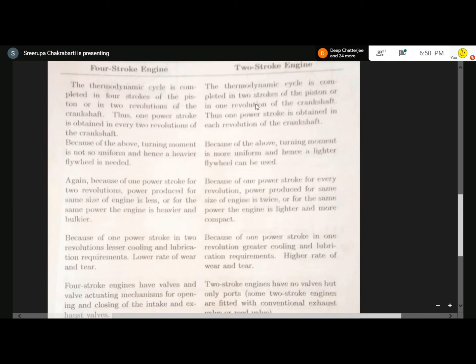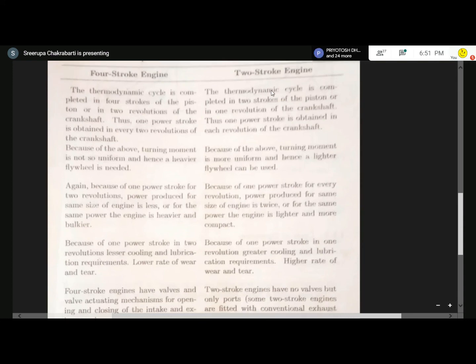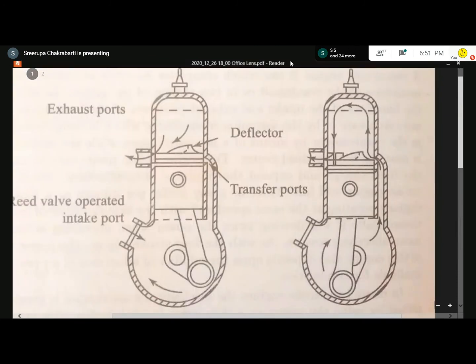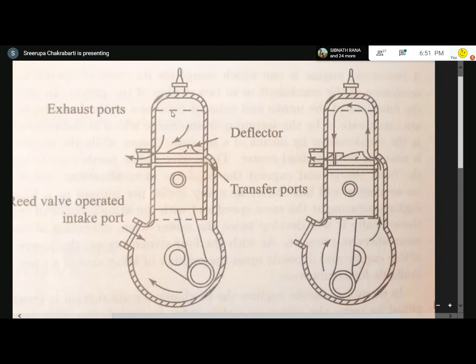So if we compare these two engines at the same RPM, that is, suppose we have a 2000 RPM four-stroke engine and a 2000 RPM two-stroke engine, then the two-stroke engine will produce twice the power because it will have double the number of power strokes. But actually it is not so, because here the power stroke is not occupying the entire stroke length. If you come back to this diagram once again, the power stroke is only a partial power stroke.